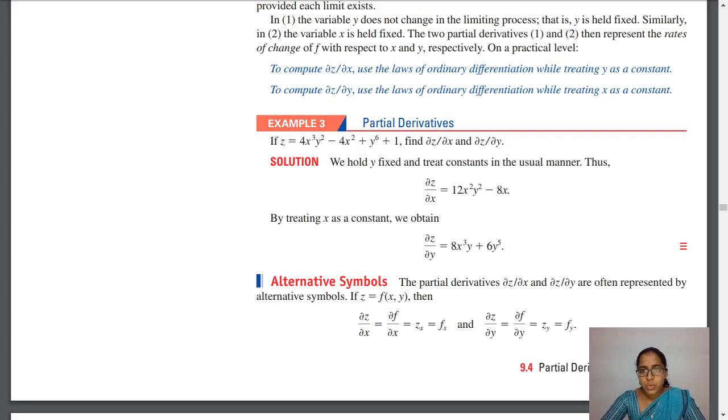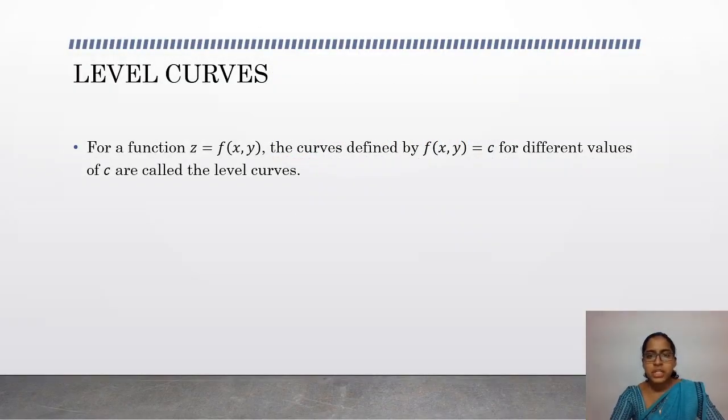Now we can use simpler notations. If the function z is equal to f of x, y, then the partial derivative dou z by dou x is notated by zx or fx. And similarly dou z by dou y is dou f by dou y, which is zy or fy. So we basically use fx and fy, that is the partial derivative of f with respect to x and the partial derivative of f with respect to y. I hope it is clear. This is how we find the partial derivatives.